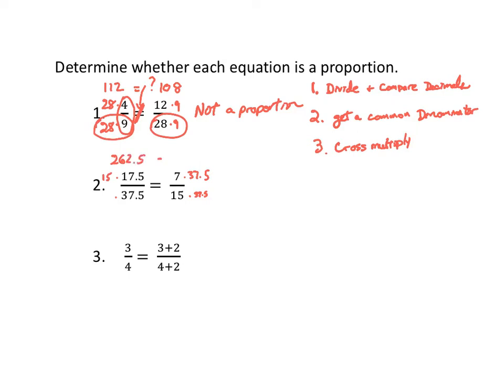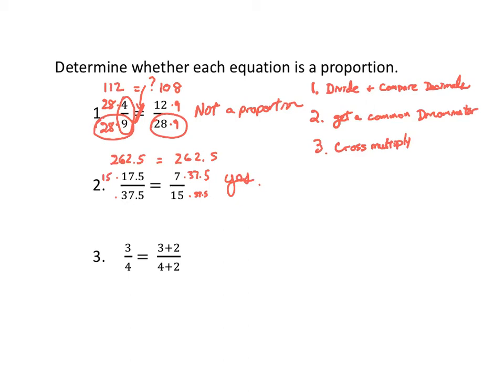In multiplying, I'm less likely to have some weird decimals or repeating decimals. I'm more likely to get reasonable, sometimes even whole numbers. 7 times 37.5 is 262.5. They are, in fact, equal. So this is a proportion. They are equal to each other.